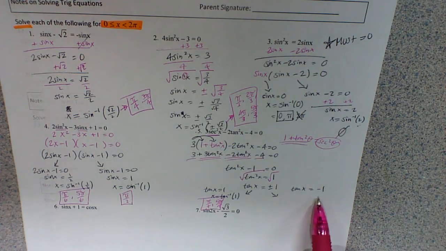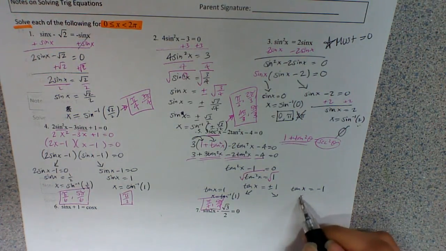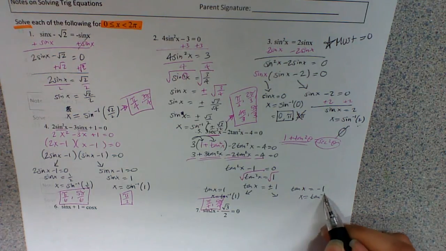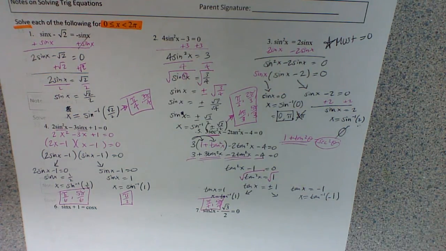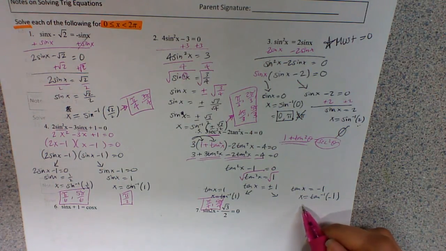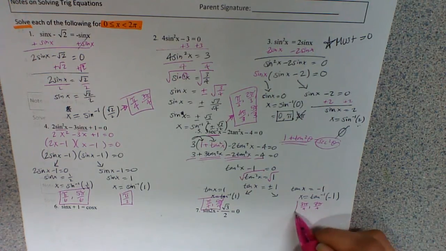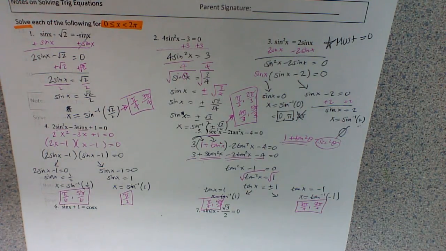And with the other equation, I'm looking for a negative 1, so really we're looking for x equals tan inverse of negative 1. And tan is negative only in quadrants 2 and 4, so my answers here are 3 pi over 4 and 7 pi over 4. There you go. Number 6.